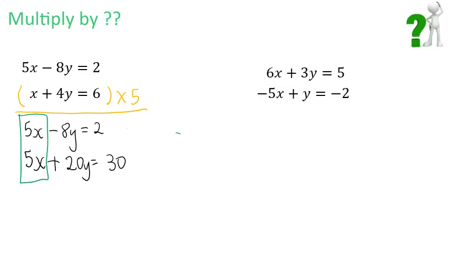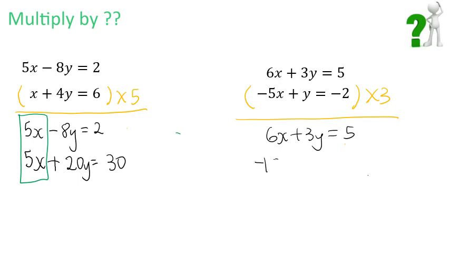This one here, I'm going to multiply this whole second equation by 3. So the top equation will stay the same, 6x plus 3y equals 5. And the second equation, negative 5x times 3, negative 15x, plus y times 3, 3y, equals negative 6. So now I have my matching pair here that I can then eliminate.